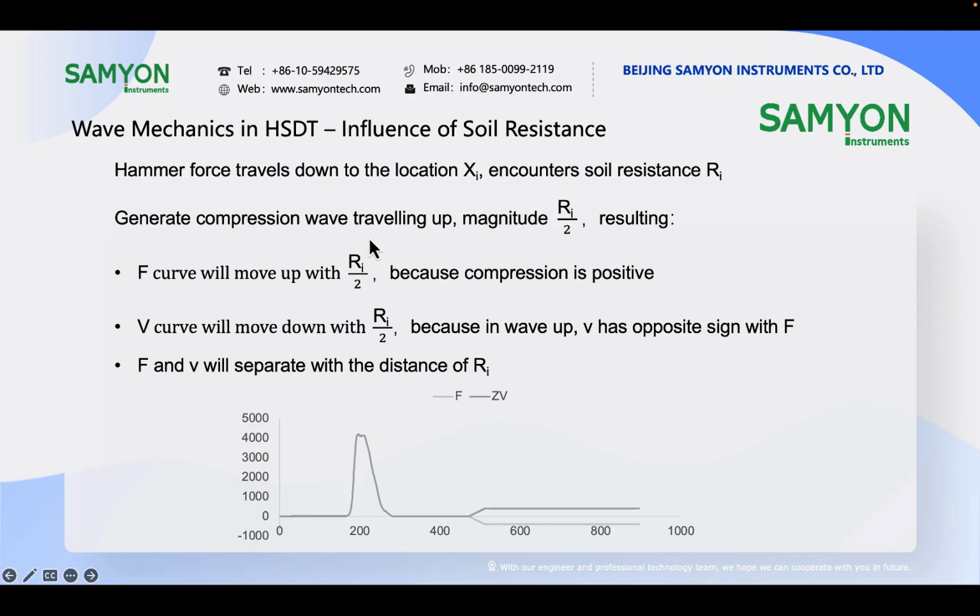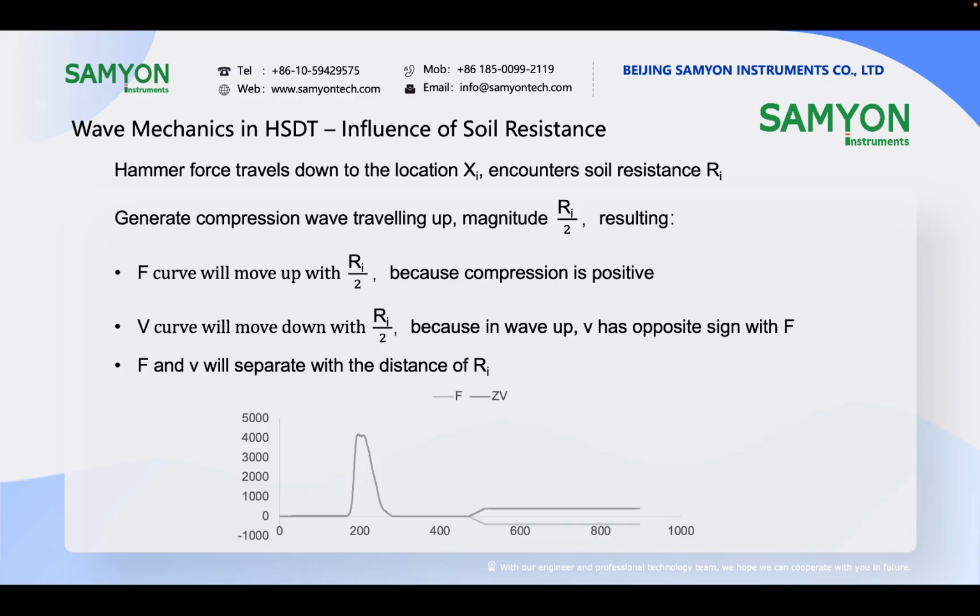So that means there will be a compression force traveling up in the upper part of the pile with the value of half Ri. Compression force is positive, right? So the force curve will move up with the value of half Ri at this location because the compression force is positive. And also, a traveling compression wave will generate a negative velocity, right?